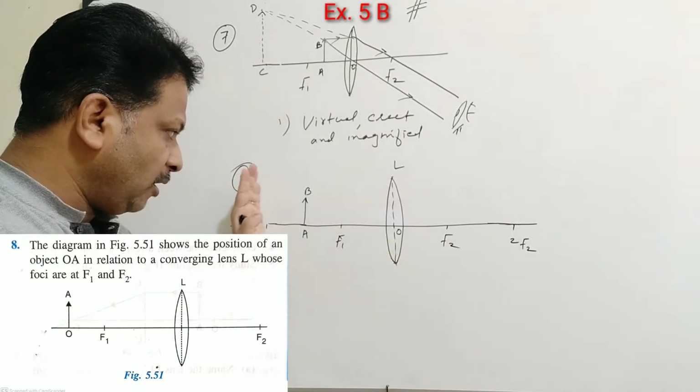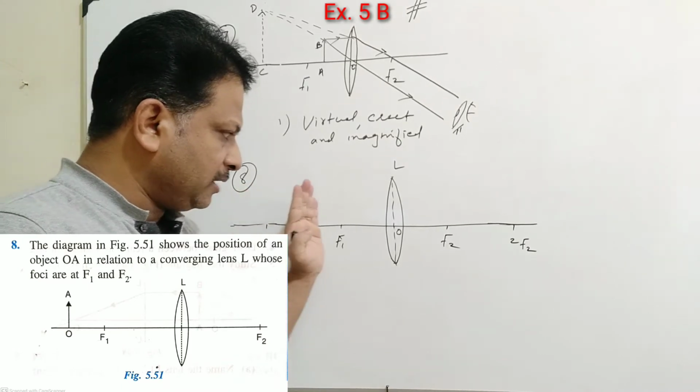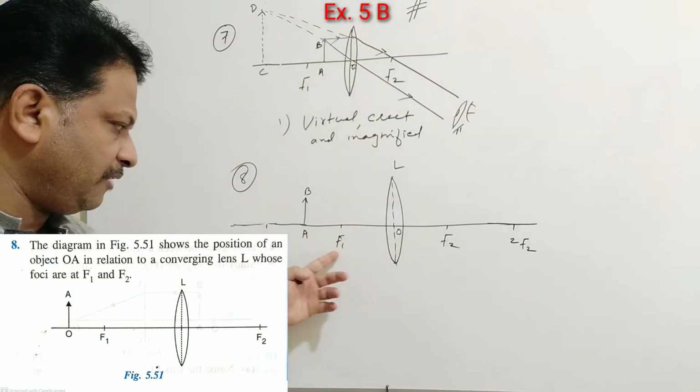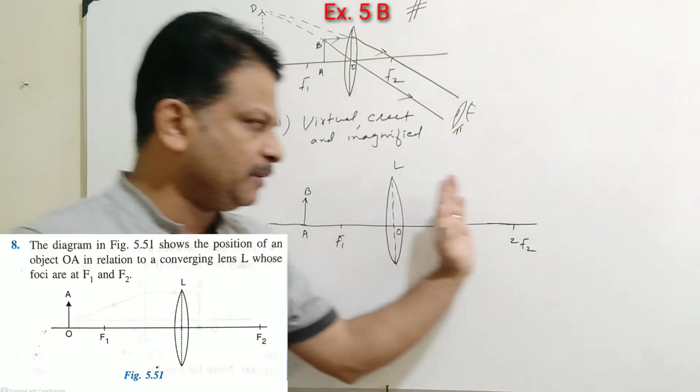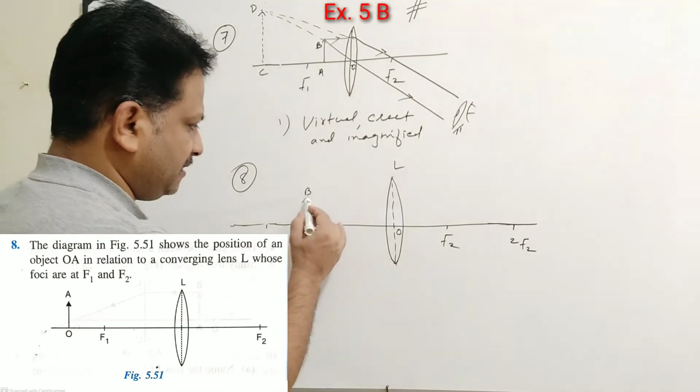Now I am taking the object from 2f1 and moving it closer to the optical center such that it lies between f1 and 2f1. Then what will happen to the image? The image will move away from 2f2. So let us complete it. Let us see what happened.